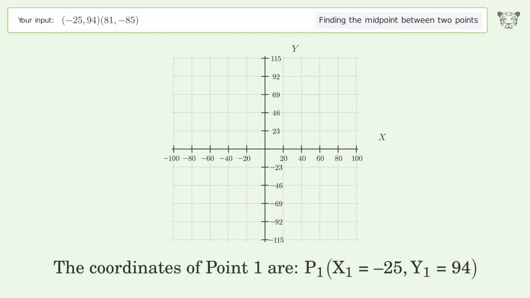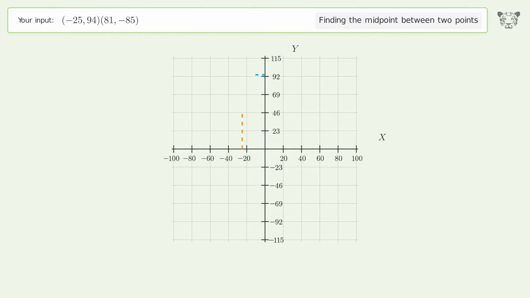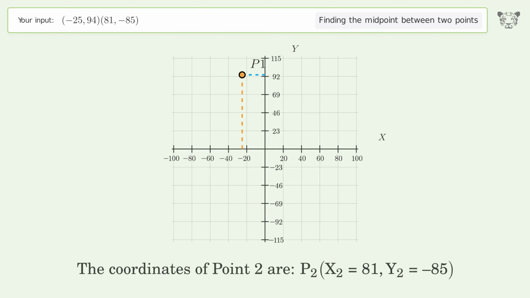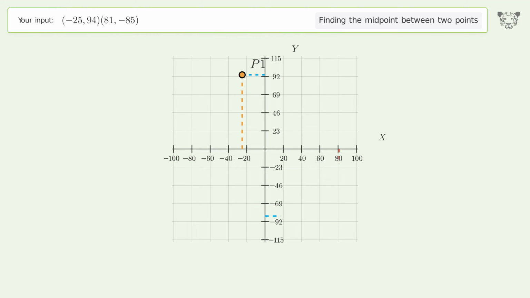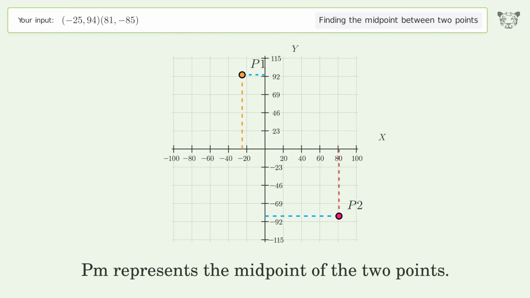The coordinates of point 1 are, x1 equals -25, y1 equals 94. The coordinates of point 2 are, x2 equals 81, y2 equals -85. PM represents the midpoint of the 2 points.